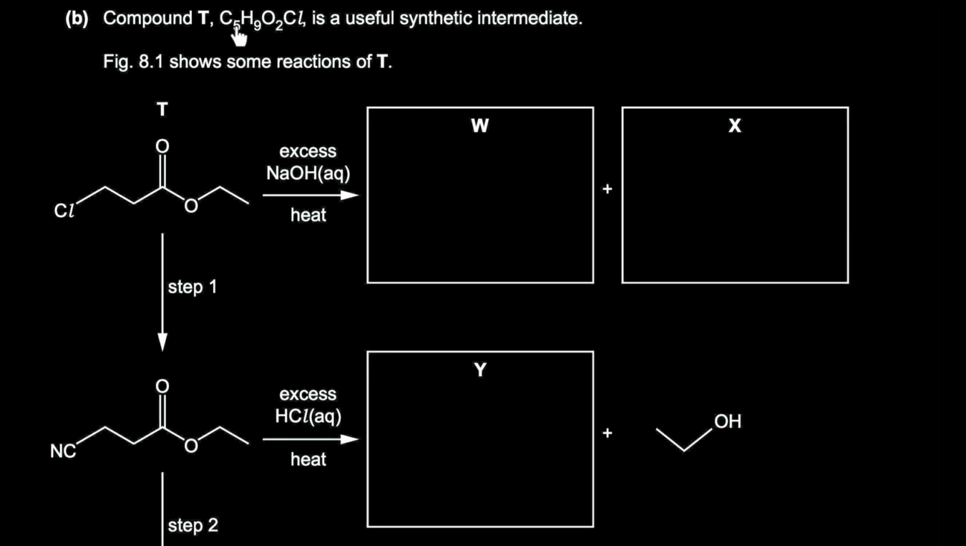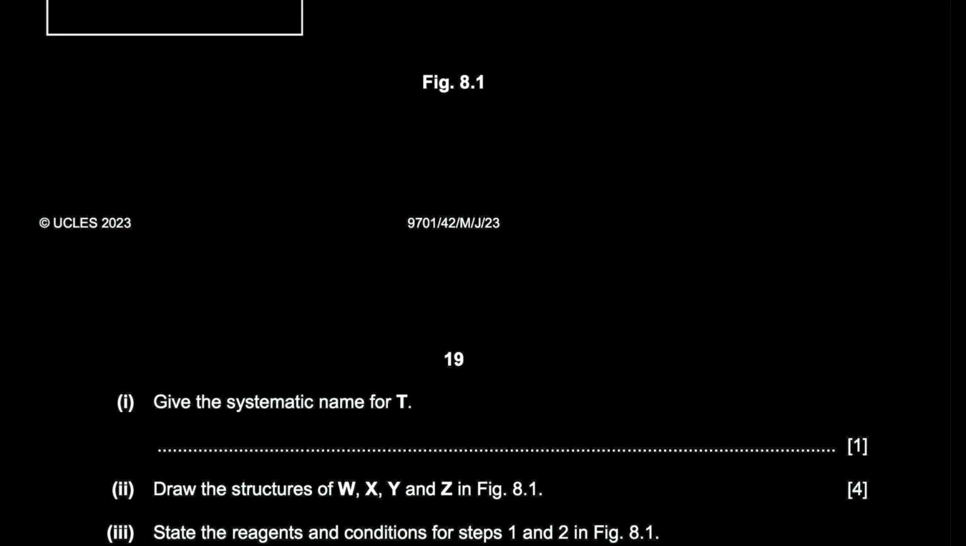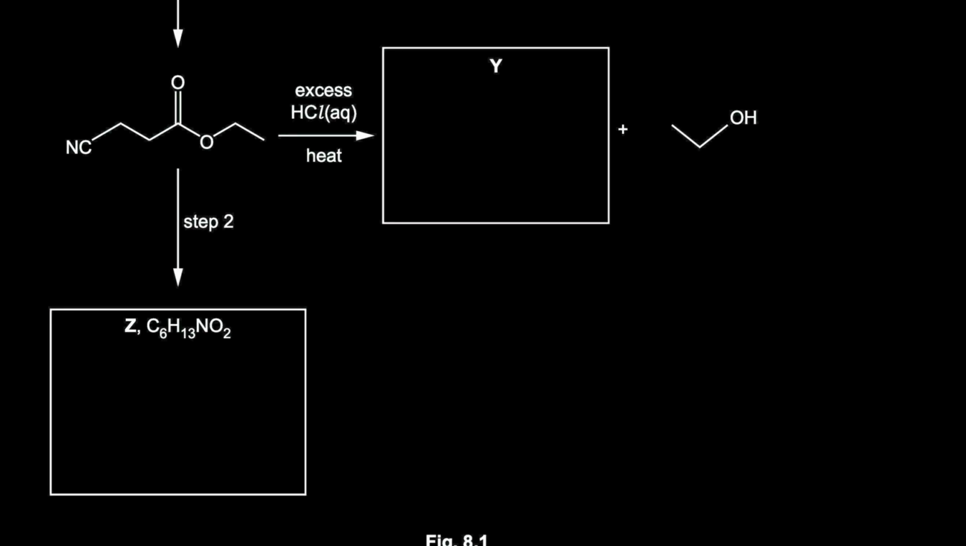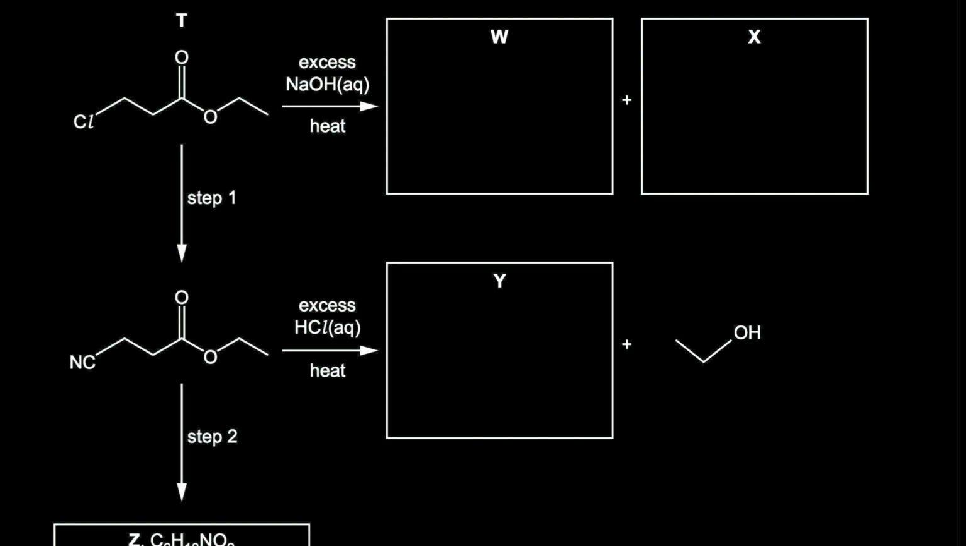Compound T, C5H9O2Cl, is a useful synthetic intermediate. Figure 8.1 shows some reactions of T. So we have compound T undergoing certain reactions. The first part says give the systematic name for T. Now T over here is an ester.